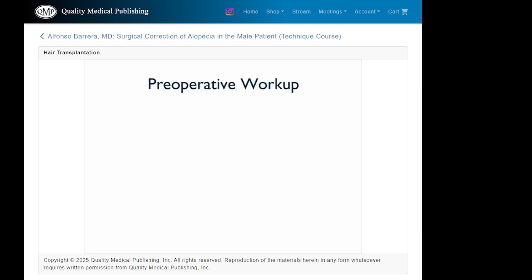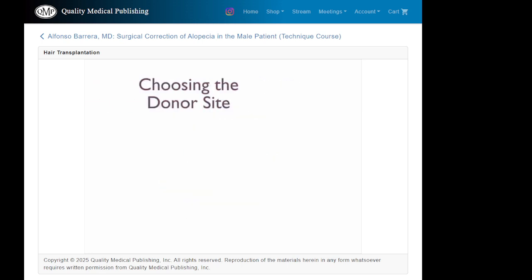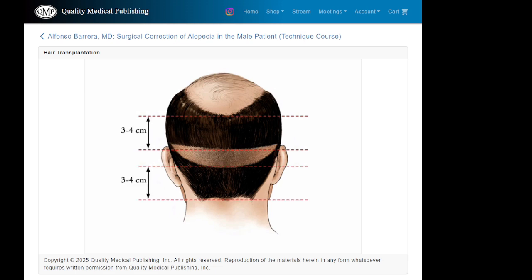Preoperative workup. The preoperative workup should include standard laboratory tests with a complete blood count, prothrombin time, and partial thromboplastin time. If indicated, an electrolyte study should be performed, as well as an EKG and cardiac stress test. Choosing the donor site: the best donor sites are areas in which hair growth tends to be permanent, primarily the occipital or temporal regions. Ideally, the donor ellipse is taken 3 to 4 centimeters from the upper balding fringe and from the lower hairline boundary in the lower occipital or temporal region.